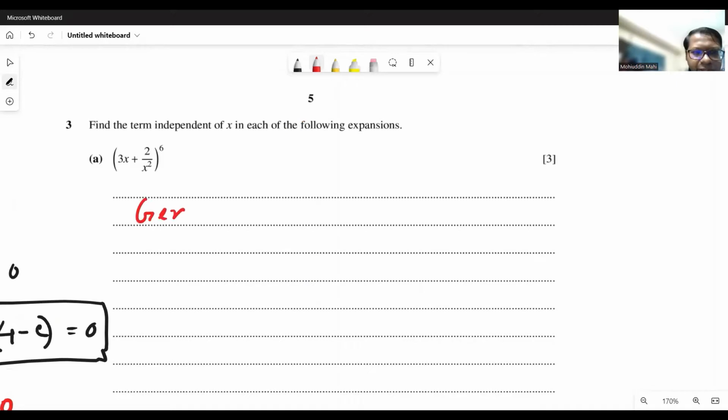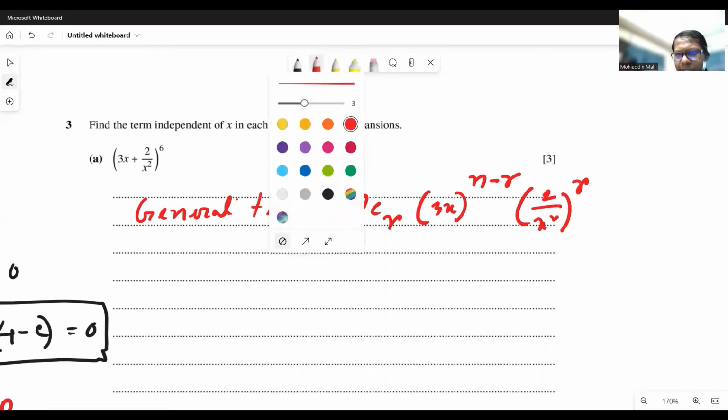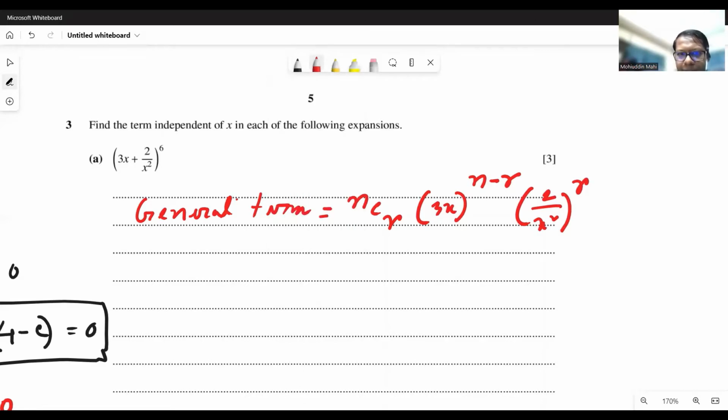So the general term is going to be, you know that, nCr. Then the first term, the power will be n minus r. Then the last term, 2 divided by x squared, and here the power will be r. So now what we are going to do, we are going to simplify it, and we have to keep x in a single form.